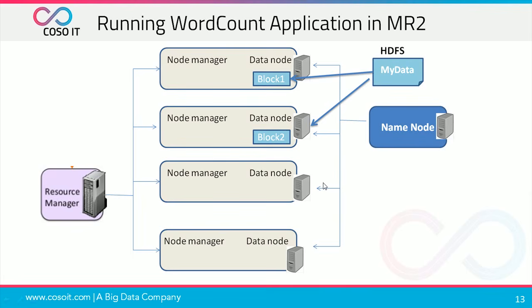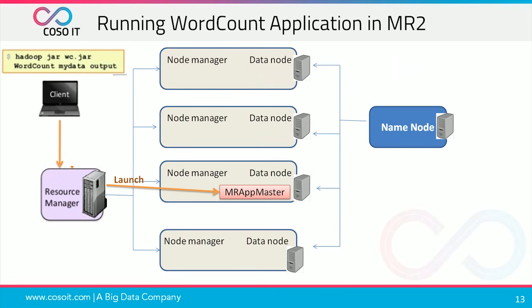Now to run an application on Yarn, a client contacts the resource manager and asks it to run an application master process. The resource manager then finds a node manager that can launch the Mapreduce application master in a container. Now the Mapreduce application master requests resources from the resource manager, and finally it launches containers on the data nodes, which can be any of the data nodes, for the Mapreduce tasks.